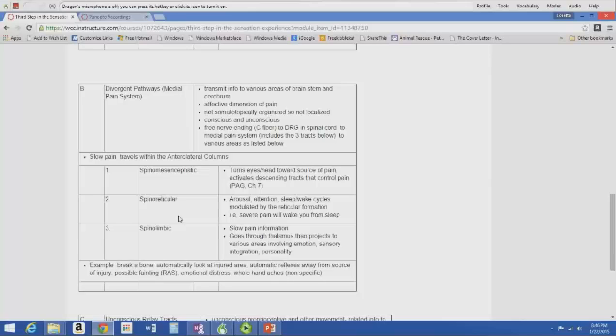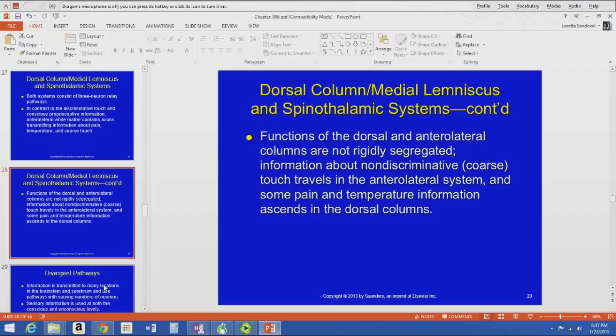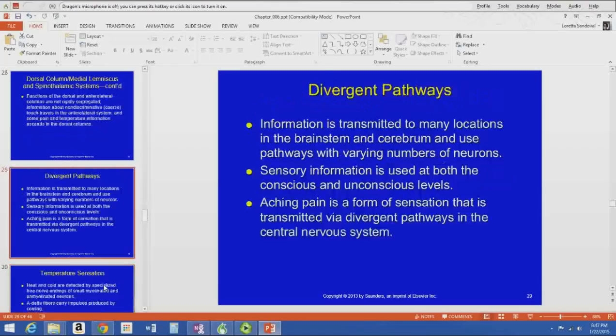Not any specific area, not the area specifically where the break is, but the whole hand, because it's going to lots of different systems, and it's not somatotopically organized. It's not as localized as the conscious relay pathways. Okay? So we're going to just review that because it's complex information.